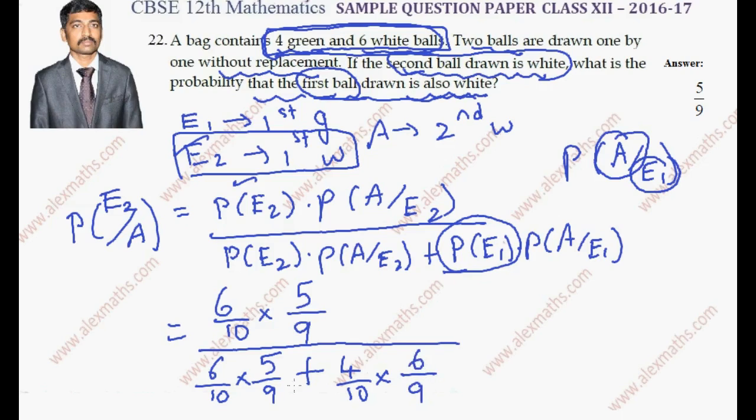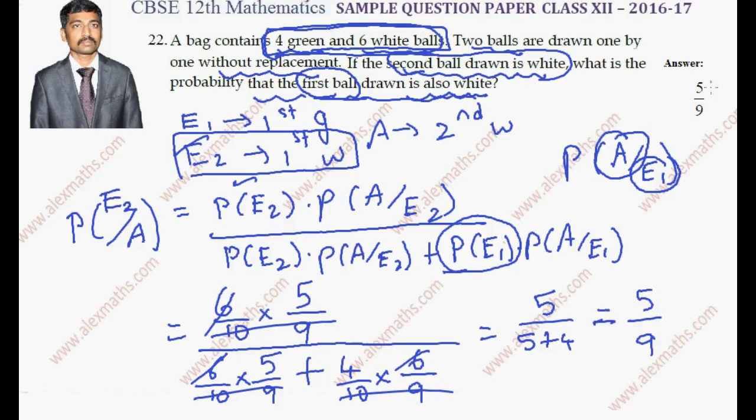We can cancel all the denominators, which is 10 into 9. We can also cancel all the 6 in every term. So totally the answer is 5 by 5 plus 4, which is 5 by 9. That is the answer.